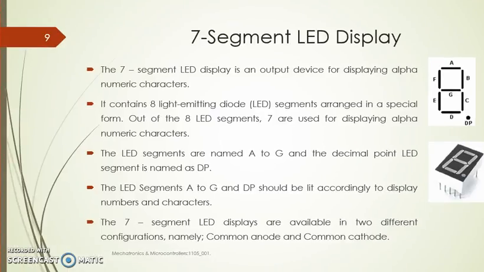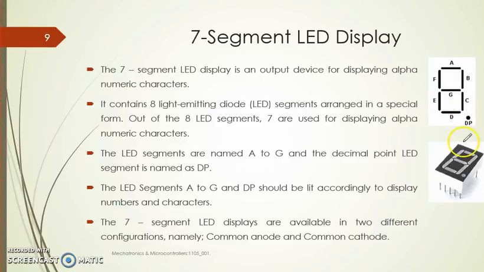The next display device is the 7-segment LED display. It is an output device for displaying alphanumeric characters. It will have 8 LED segments arranged in a special form. Out of the 8 LED segments, 7 are used for displaying alphanumeric characters and the 8th one is used for displaying the decimal point. These LEDs are named from A to G and the decimal point is sometimes called DP. Sometimes we also refer to it as H.